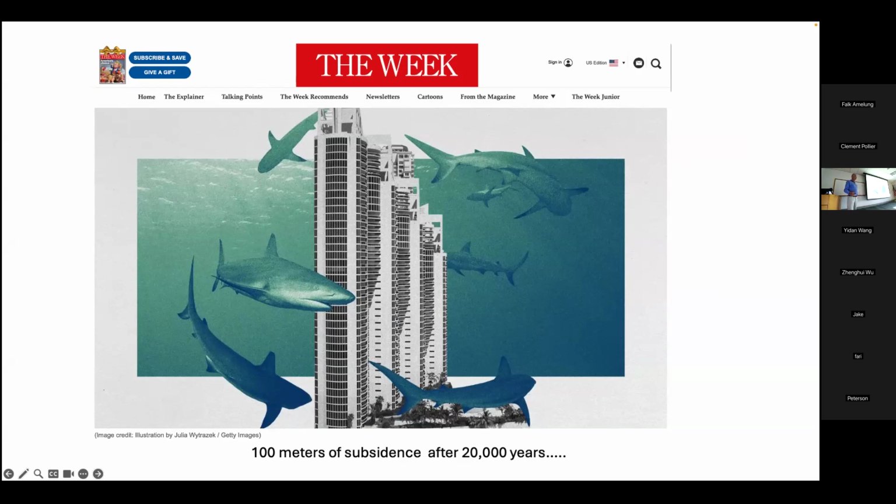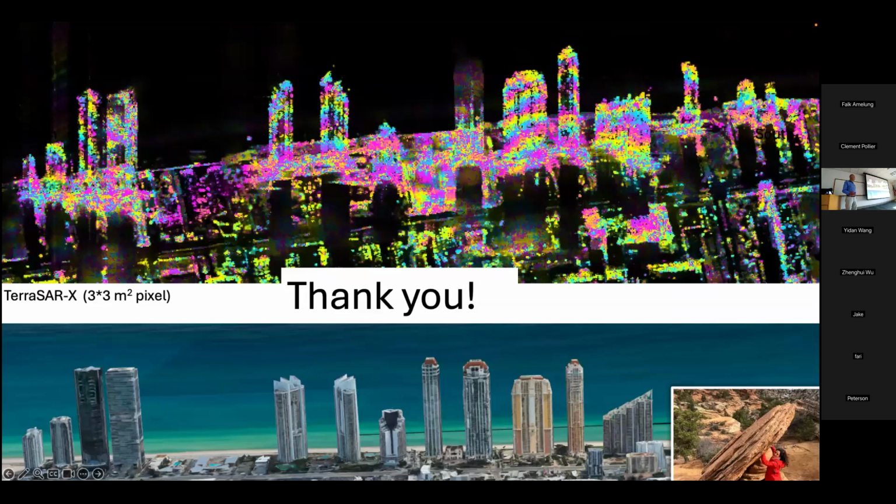So this caused quite some attention in the media. Until this happened, normally I'm doing tectonics. Tectonics is much faster than the subsidence over here. So for 100 meters of subsidence, it will take another 20,000 years. And again, thanks to Fasani, who did the heavy lifting for all this, literally. I'm going to stop with this TerraSAR-X image of Sunny Isles. Thank you very much.